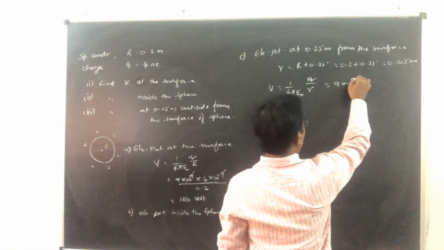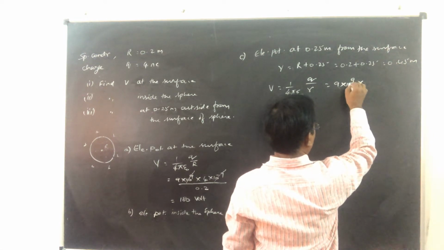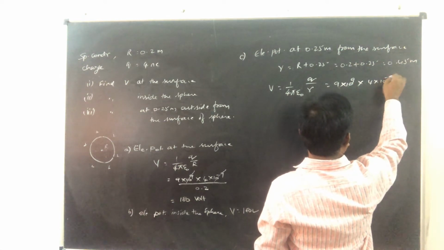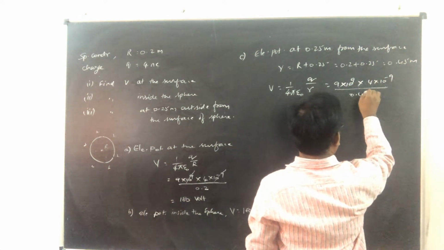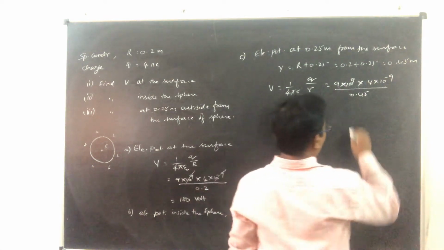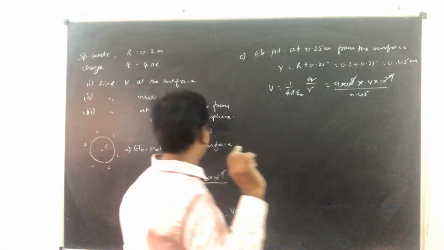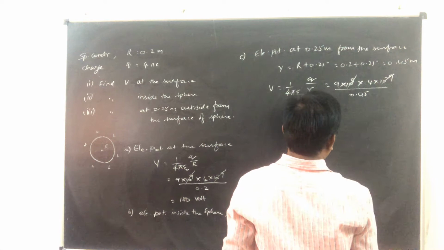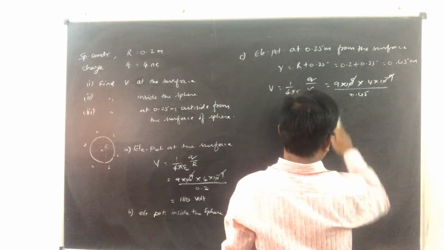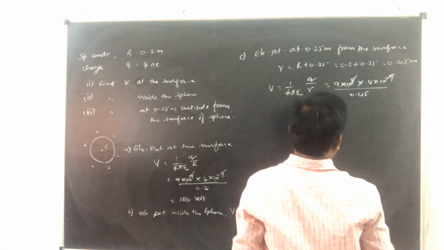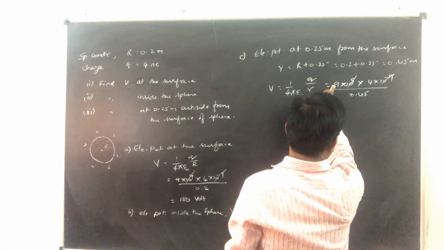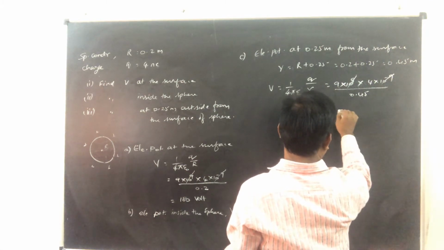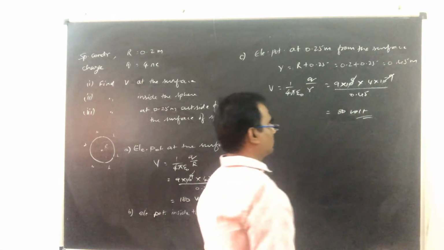Therefore, this is 9 into 10 to the power of 9. This Q is 4 into 10 to the power of minus 9, 4 nanocoulomb, divided by 0.45. So these terms can be cancelled. So this becomes 900 by 45, which cancels 20 times. 20 into 4, 80. So this is the answer.